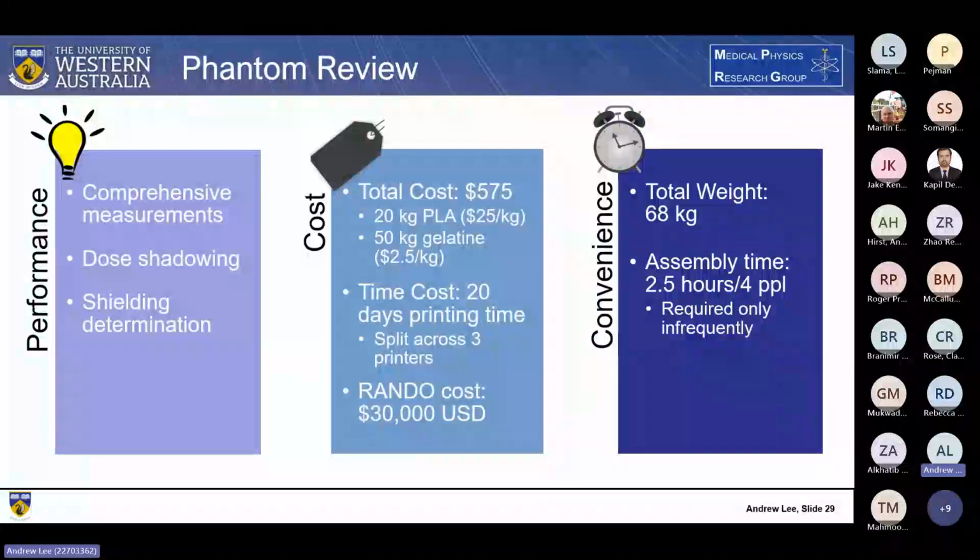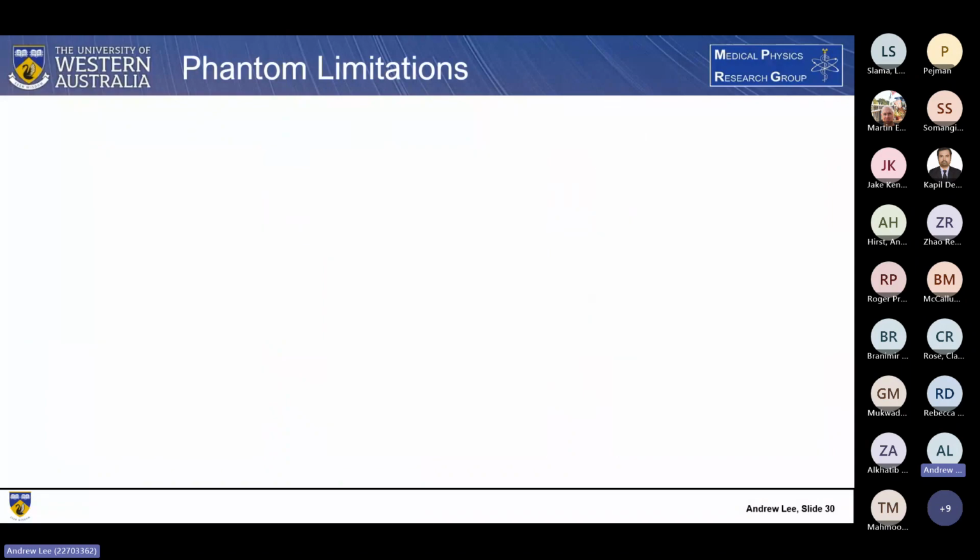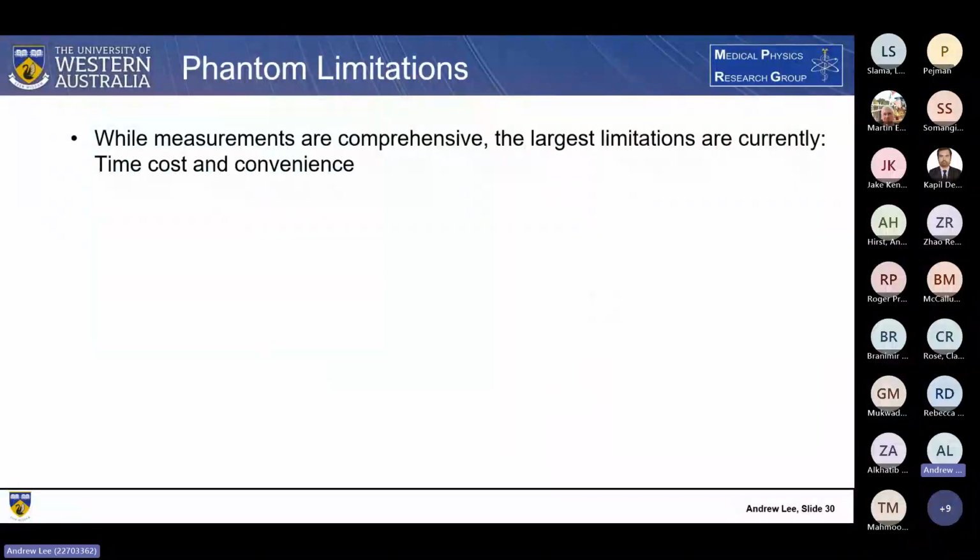Again, there's also the assembly time. Due to its weight, it does take 2.5 hours on the day we assembled it with 4 people, including placement of all the different films. So that should be reduced when we have less films, as well as only required infrequently. So for example, we're doing commissioning now, but in the future, you're only going to have a few treatments per year at most. So this is a limitation of the phantom.